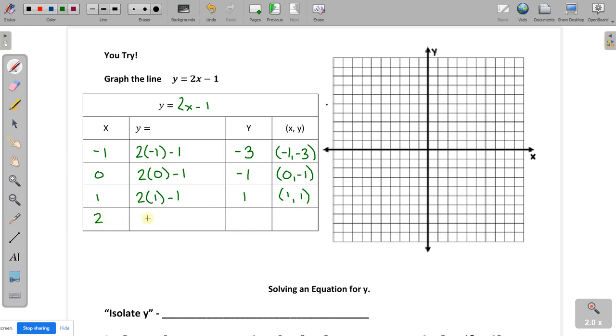Last one, we have 2 for our x. Substitute in 2 times 2, minus 1. 2 times 2 is 4. 4 minus 1 is 3. So we have the point 2, 3.